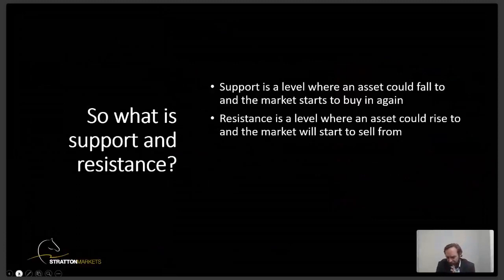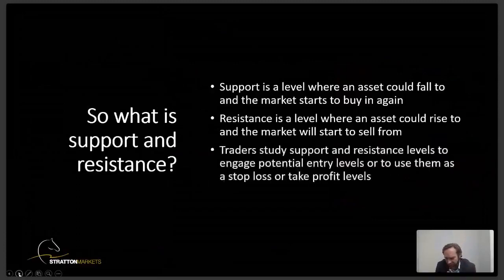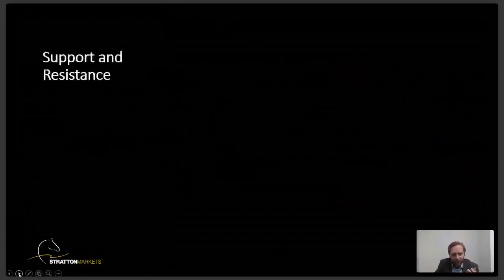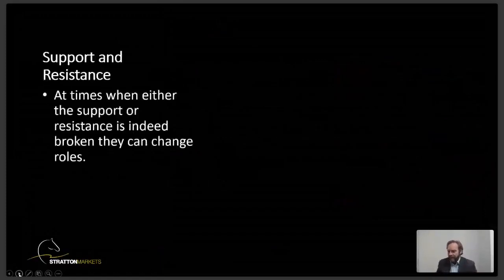Now, traders look for support and resistance levels to identify potential entry levels in a trade, but also to use as a potential stop loss or a potential take profit. Now, this is what you'll see at times. The big question I often get is, when do you know if a level is broken or not?